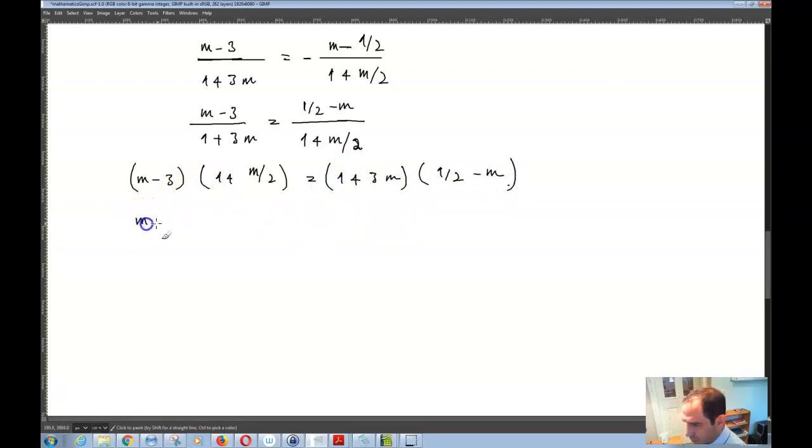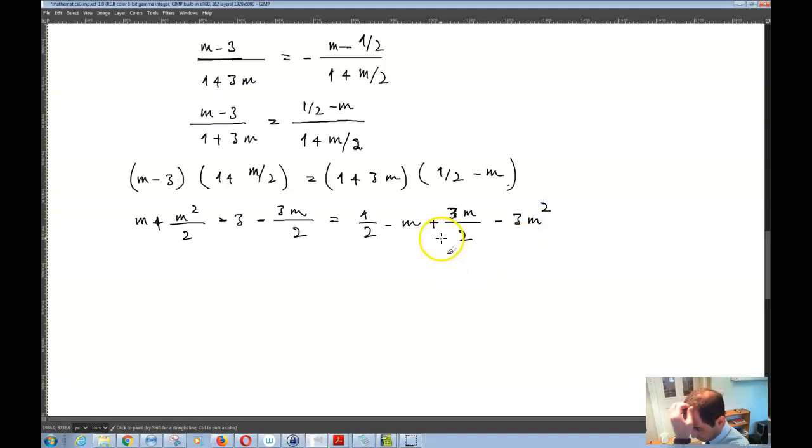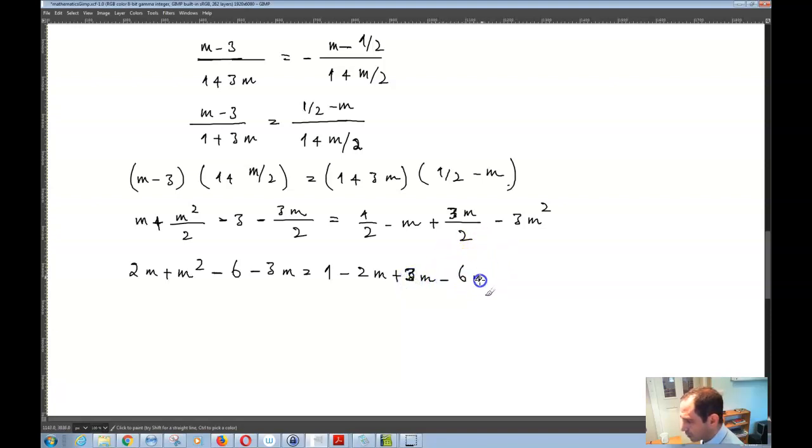And this gives me m plus m squared by 2 minus 3 minus 3m by 2 is equal to 1 half minus m plus 3m by 2 minus 3m squared. Multiply by 2, you will get 2m plus m squared minus 6 minus 3m is equal to 1 minus 2m plus 3m minus 6m squared.